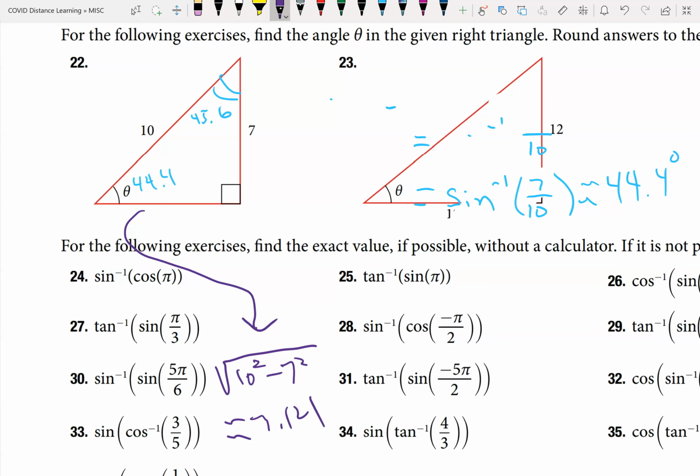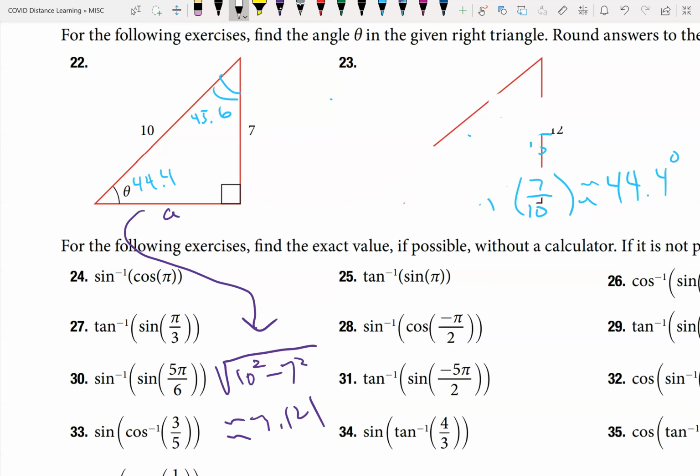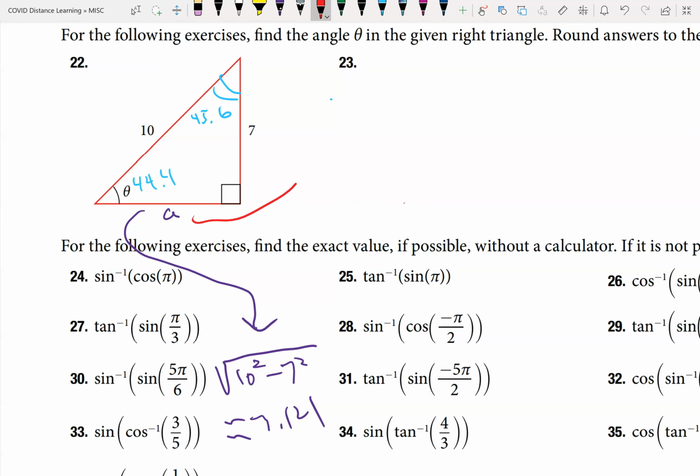All right. One more thing. How could we find that same value? How can we find that same side using sine, cosine, or tangent? I'm going to call this side A. Sine of 45.6 is A over 10. Sine of 45.6 is equal to A over 10.